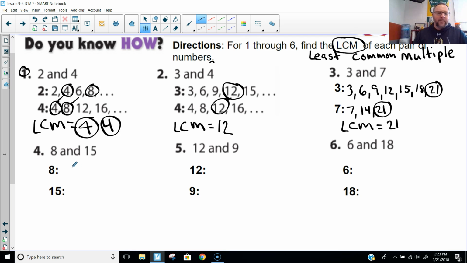I'll do that one next for numbers 8 and 15. So I'm going to list my multiples for 8 and then my multiple of 15. So 8 times 1 is 8, and 15 times 1 is 15. Here's another way you could do it. That's why I'm showing you this. 8 times 2 is 16.